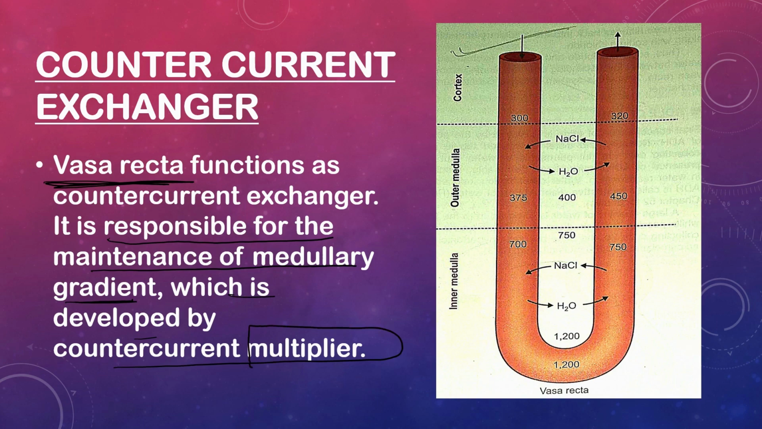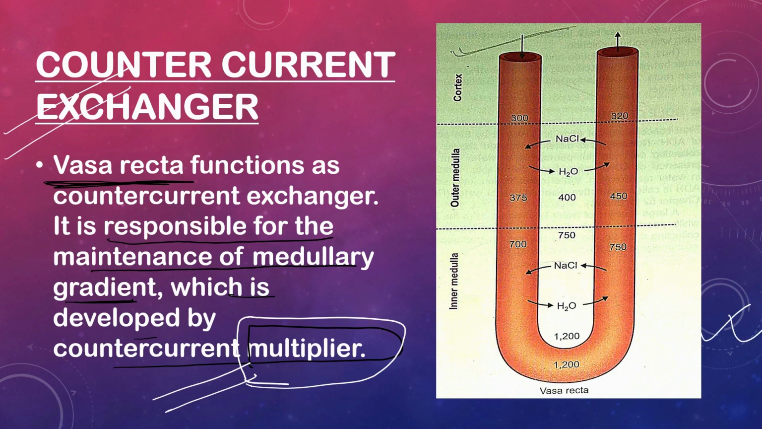जो countercurrent multiplier medullary gradient बनाता है, उसको maintain करने के लिए countercurrent exchanger है. Clear? मैंने यहाँ ज्यादा डिटेलिंग में इसको डिस्कस नहीं किया है. Why? Just because it is similar to the countercurrent multiplier. Clear?